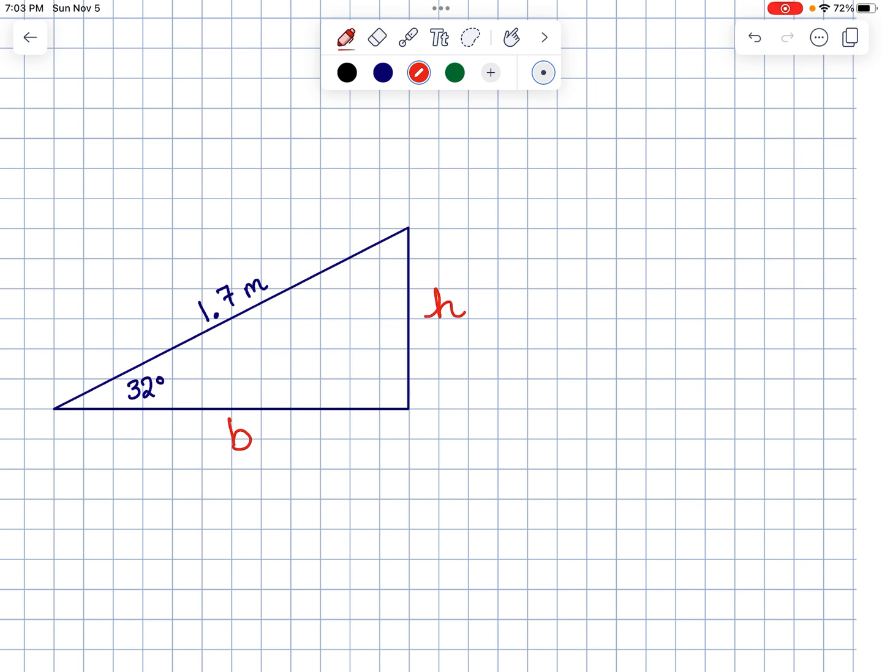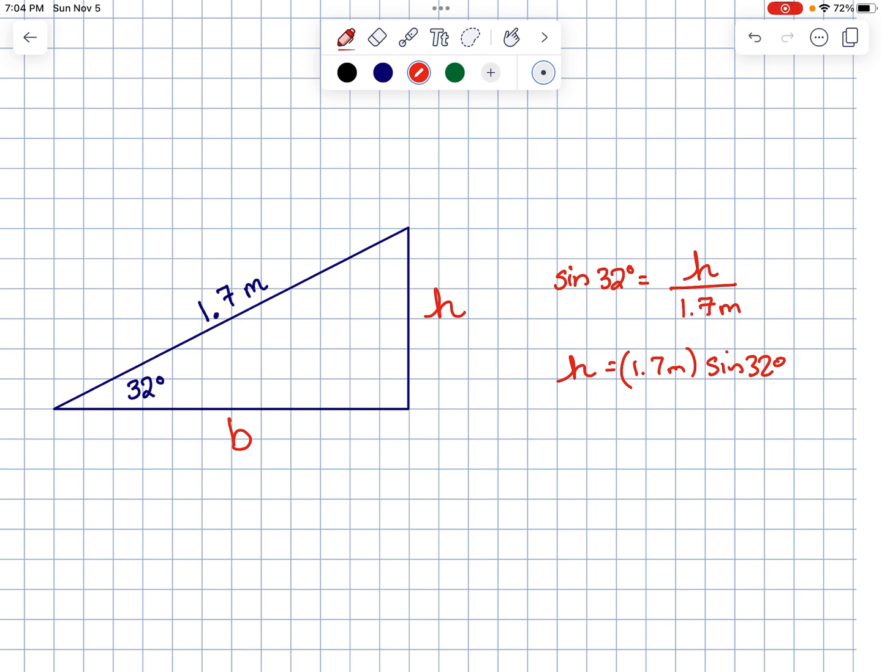So the sine of the angle, the sine of 32 degrees, will equal the opposite side divided by the hypotenuse. So here's my angle. H is opposite, and 1.7 is the hypotenuse. So this is going to be H divided by 1.7 meters. And so that's an equation. Your calculator knows what the sine of 32 is, and you know 1.7, so you can solve this for h. So to get h by itself, we multiply both sides by 1.7, so we'll have 1.7 meters times the sine of 32 degrees, and you can work that out on your calculator.